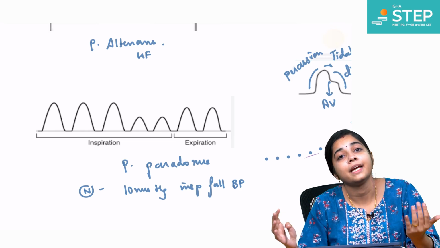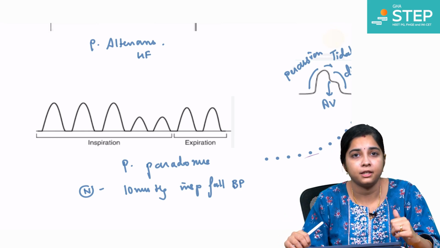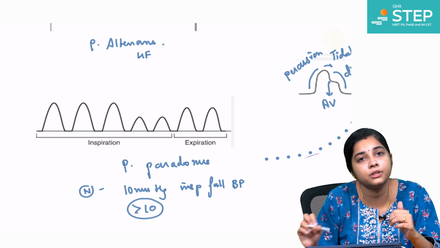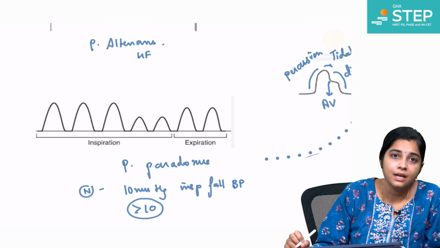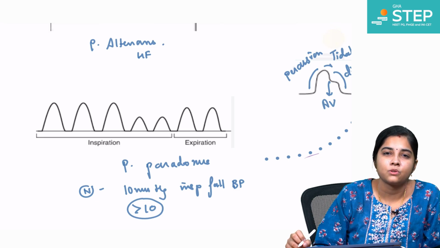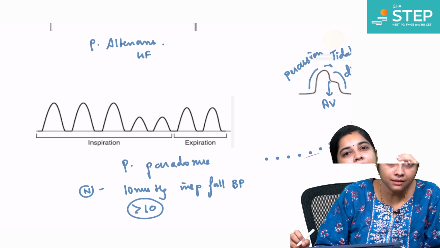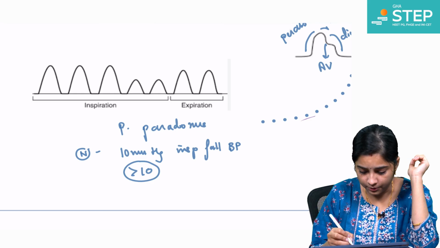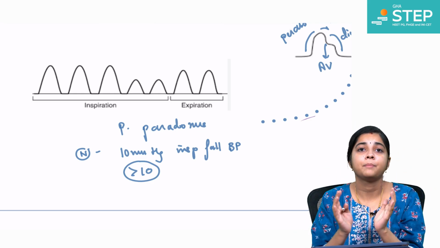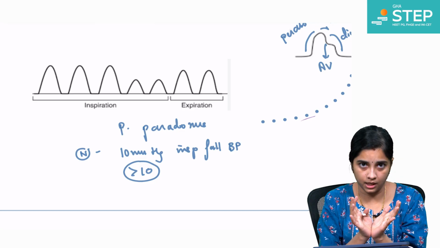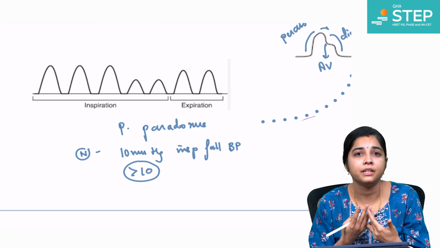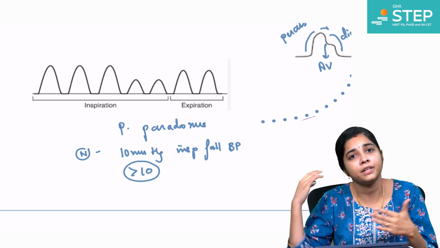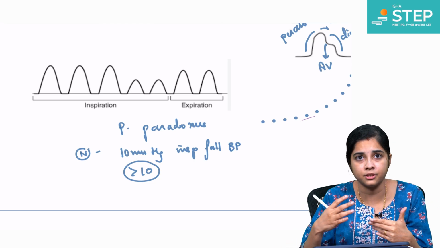But when there is an exaggeration, when the fall in the blood pressure during inspiration is more than 10 millimeters of mercury, that is what we call pulsus paradoxus, right? So why is this pulsus paradoxus happening? Let us say we take this condition, constrictive pericarditis or cardiac tamponade. There is blood in the pericardium which impairs the filling of the heart. Since there is an impairment in the filling, the heart cannot expand any further. So how does the heart expand whenever there is an increased venous return during inspiration?